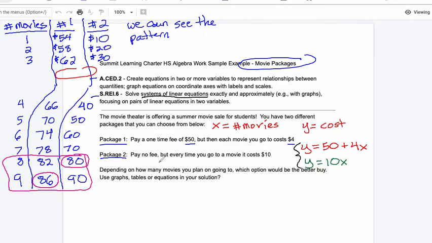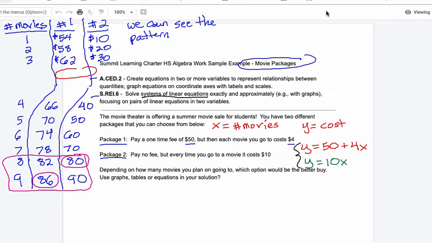So based on my chart, I could now answer this one. But let's do this as well with graphs, right? We also want to use systems of equations and use them exactly and approximately. So let's do a quick graph, and then we'll also do some substitution and solve this problem out as well.